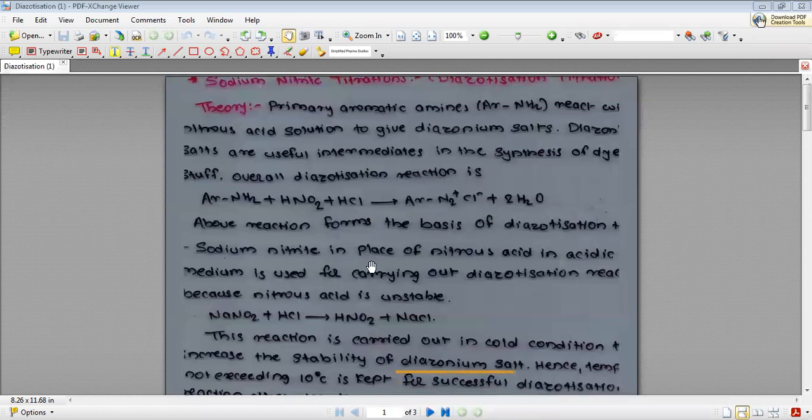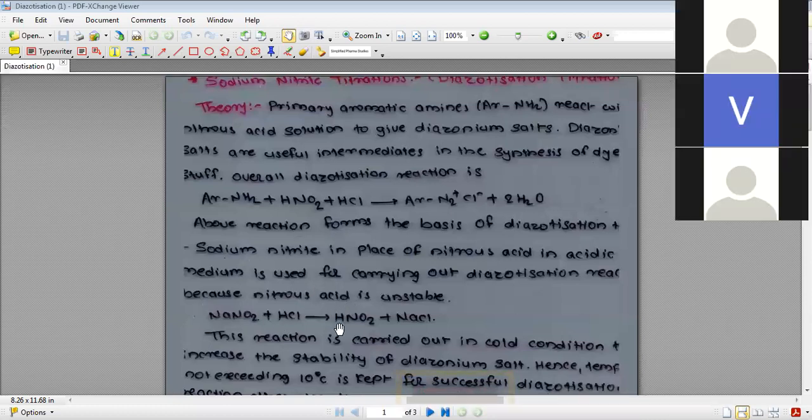So sodium nitrite in place of nitrous acid. We are not going to use nitrous acid directly. Firstly, we are going to react the sodium nitrite with acid, that is hydrochloric acid. Formation of nitrous acid takes place. We are going to react the formed nitrous acid with the aromatic amine. This is the basic principle to be carried out in diazotization reaction, because nitrous acid itself is highly unstable.